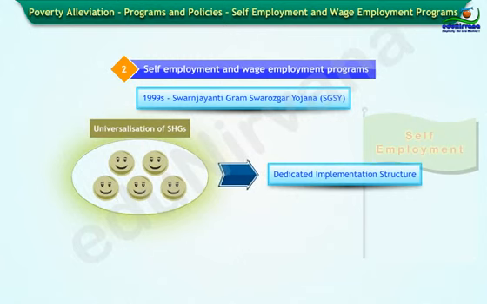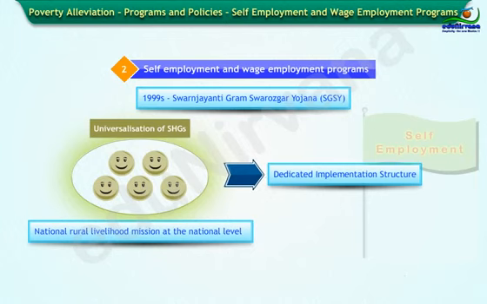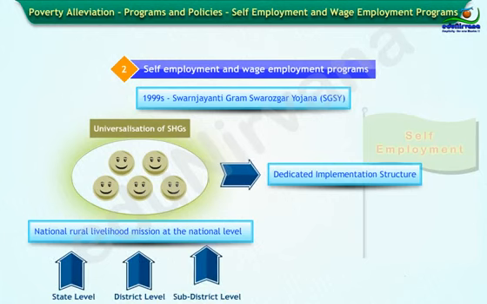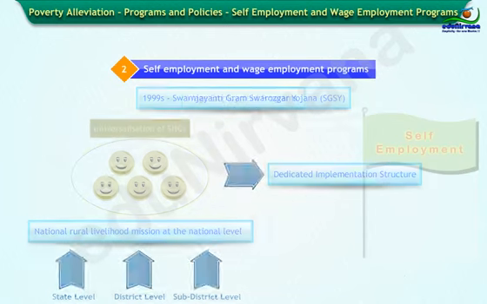A dedicated implementation structure is proposed to be put in place with the National Rural Livelihood Mission at the national level, supported by similar apex bodies at the state, district and sub-district levels in the states.